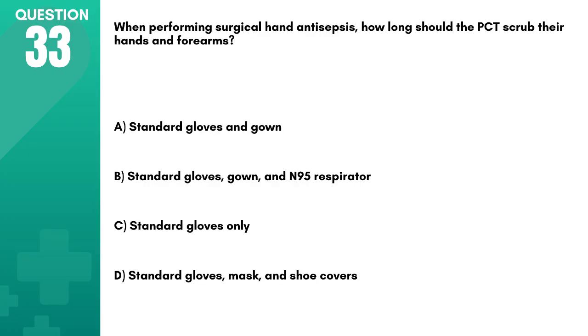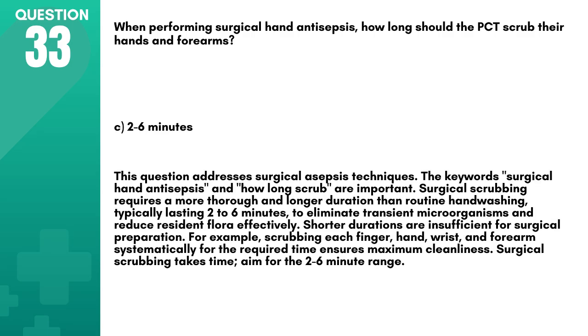Question 33. When performing surgical hand antisepsis, how long should the PCT scrub their hands and forearms? A. 15 to 30 seconds. B. 1 minute. C. 2 to 6 minutes. D. 10 minutes. Answer: C. 2 to 6 minutes.